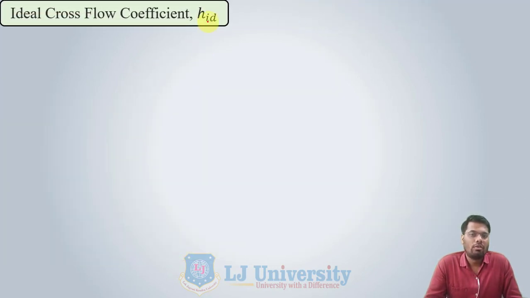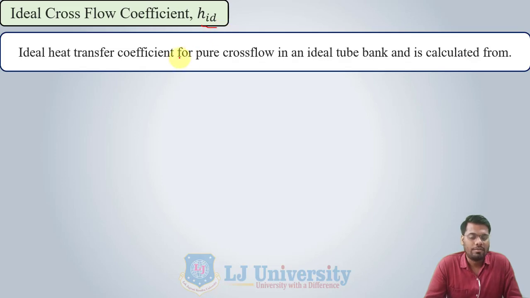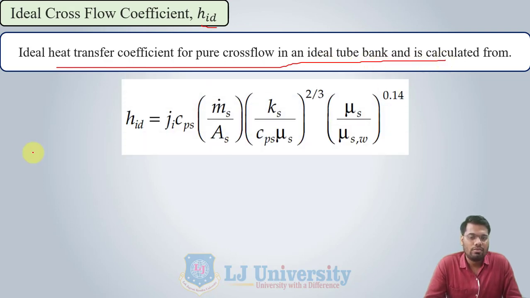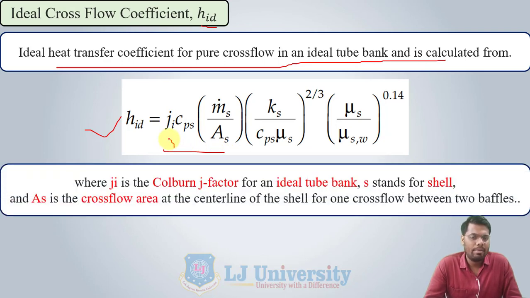The first one is how to find the value of the ideal cross flow coefficient. As we have discussed, it is the ideal heat transfer coefficient for pure cross flow in an ideal tube bank, and it is calculated by using this equation. By not considering any other factor, we can calculate the ideal cross flow coefficient just by using this equation, where the value of Ji can be calculated from different graphs. Ji is the Colburn J factor for an ideal tube bank, and S stands for the shell. As is the cross flow area, as we have discussed in our previous slide, at the center line of the shell for one cross flow between two baffles.